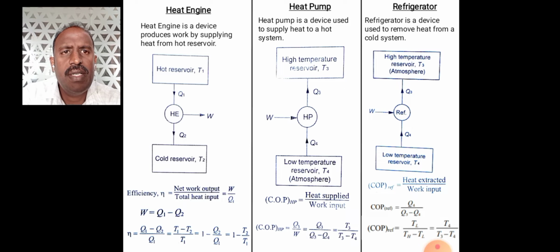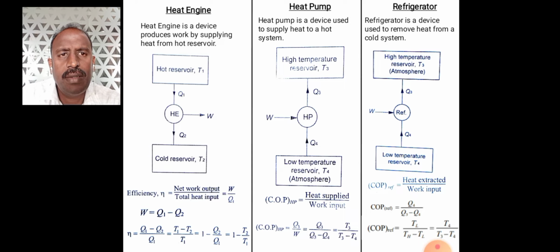The heat engine is a device that produces work by being supplied heat from the hot reservoir. So your engine will have the hot reservoir and cold reservoir. The hot reservoir is T1 and the cold reservoir is T2. The heat supplied from the hot reservoir is Q1 and the heat rejected to the cold reservoir is Q2. So the heat transfers from higher temperature to lower temperature.